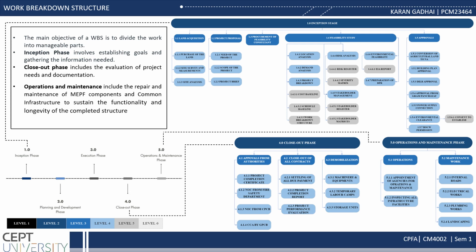The inception stage is the initial stage of the development process. This stage is a phase in which the viability of the project is checked. This can be used as a base to further construct the WBS. This stage is further classified into smaller processes like land acquisition, project proposal, procurement of feasibility consultant, then various feasibility studies, and then approvals.